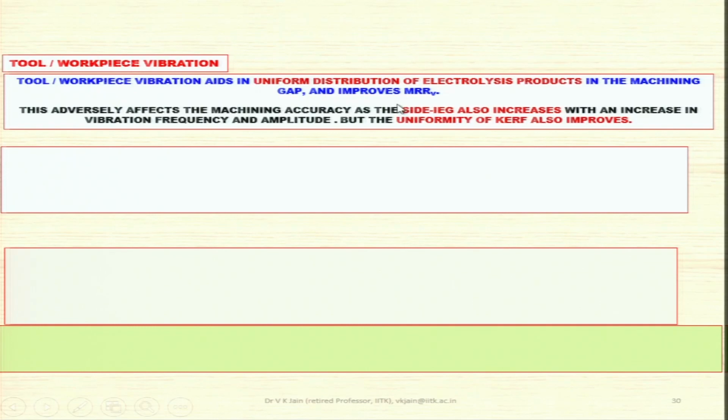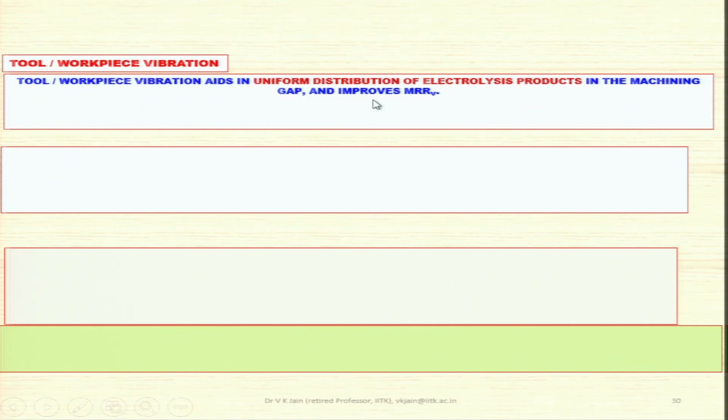Otherwise, you know what will happen, these electrolysis products will get accumulated near the machining zone and they will reduce the conductivity of the electrolyte, and if the conductivity of the electrolyte is reduced, volumetric material removal rate and linear material removal rate are going to decrease.